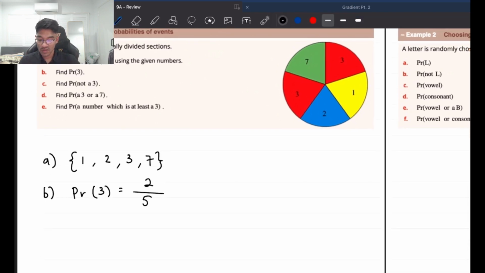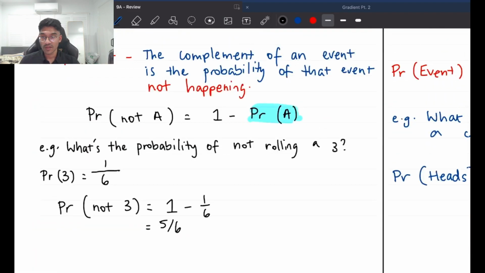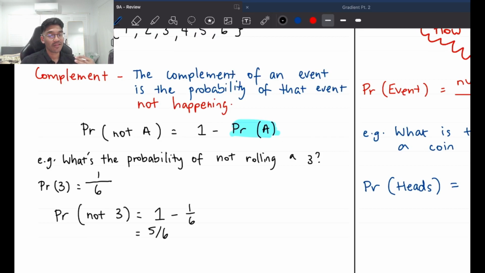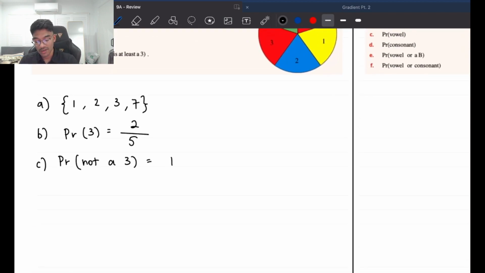Question C says find the probability of not a 3. So when we see not, we should be thinking, it's talking about complement, right? So if we look back at our complement definition, the complement of an event is the probability that the event doesn't happen. So we want the probability of not 3 happening. So we can use the formula 1 minus the probability of A. So we can do 1 minus the probability of 3, right?